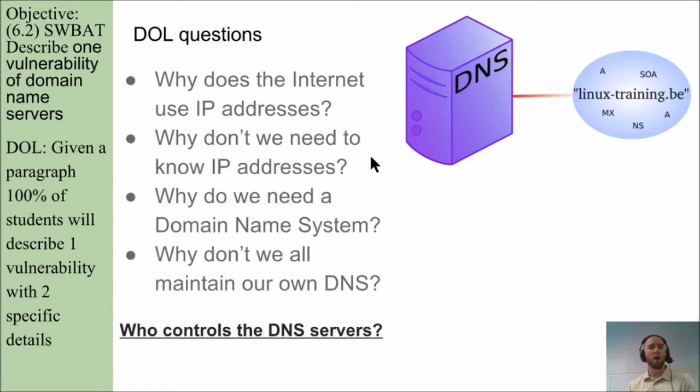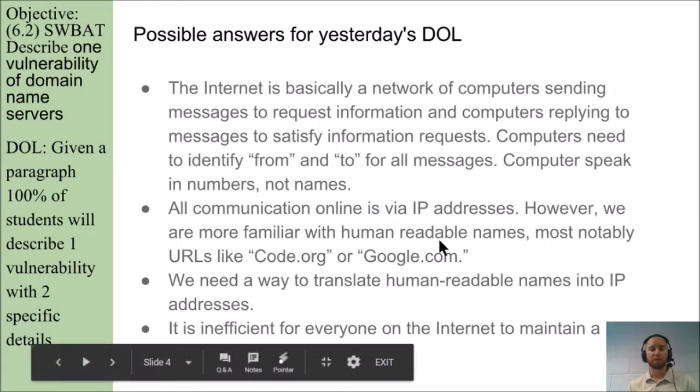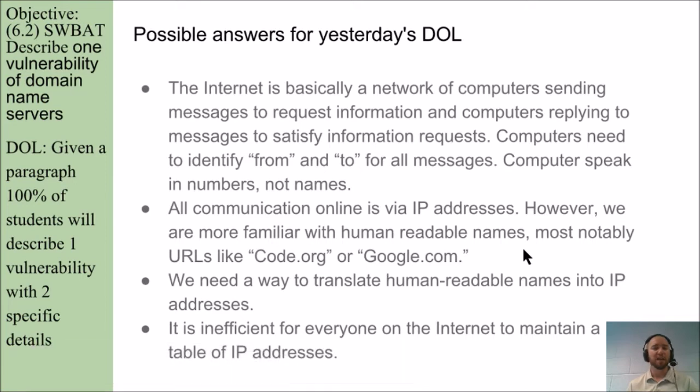Second question, why don't we need to know IP addresses? So why don't we need to memorize those? All communication online is via IP addresses. However, we are more familiar with human readable names, most notably URLs like code.org or google.com. These things we can remember. It's difficult to remember 4 sets of numbers.